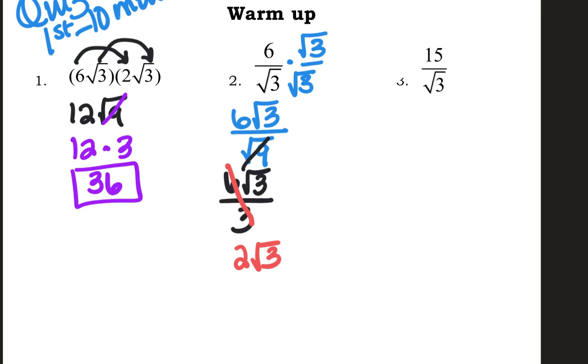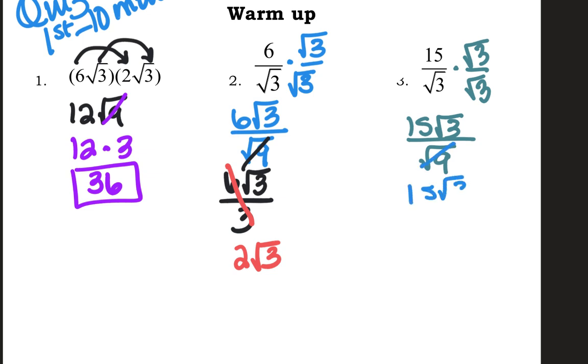All right, let's look at number 3. This one is done the exact same way, so we'll multiply the numerator and denominator by the square root of 3. The numerator is now 15 times the square root of 3. The bottom, again, those of us that need to go to 9 will go to 9. What is the square root of 9? 3. And then can we do anything else? Yes, this will reduce to 5 square root of 3.